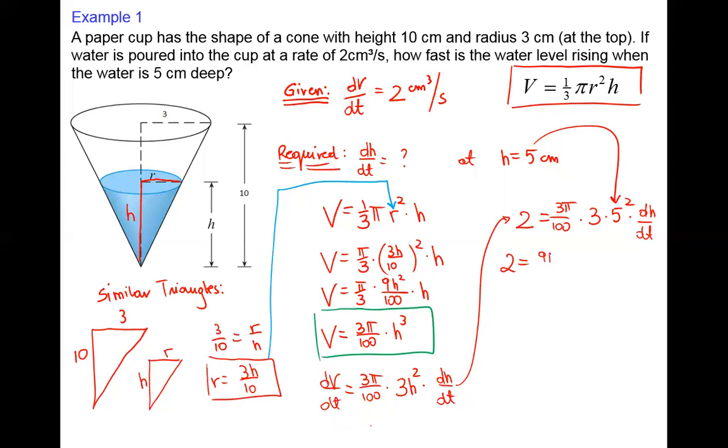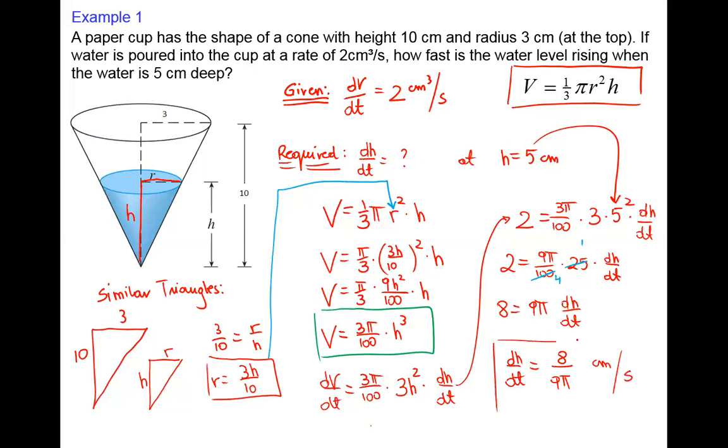3 times 3 is 9π over 100, 5 squared is 25, dh/dt. 25, I can simplify. 100 divided by 25 is 4. Okay, 4 times 2 is 8, 9π dh/dt. And solving for dh/dt, the rate of change of height, I'm going to have 8 over 9π. And my units are distance, centimeters per second. This is the final answer.